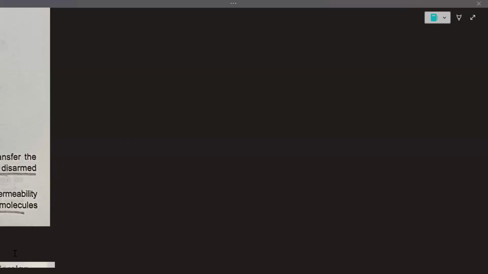Ma'am, when do the guard cells shrink? The guard cells shrink when the water flows out of them, which makes them flaccid, as a result of which the stomatal pore closes. Okay.